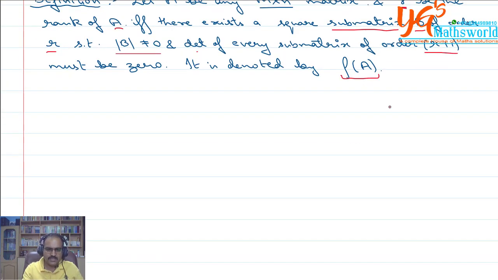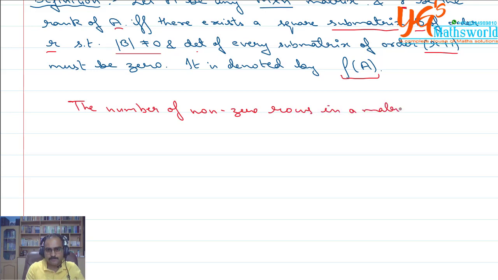Okay, but in simple words I'll let you know the definition for this one. We can say that the number of non-zero rows in a matrix is known as the rank of the matrix. Okay, this is the simplest definition which you can remember. And it is denoted by rho of A.